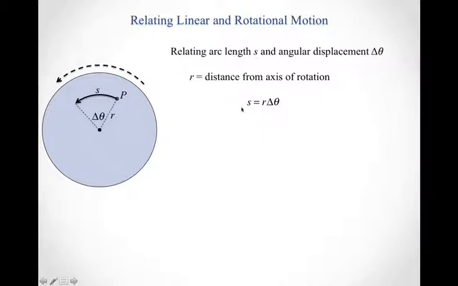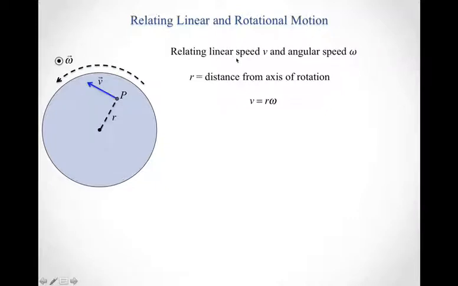Interestingly enough, S is a length. It has units of meters. r has units of meters. Delta theta has units of radians. And again, this is one of those places where, as an SI unit, radians can sort of disappear when we don't need them anymore. So we don't say that S has units of meters times radians. S just has units of meters, because effectively radians disappears as an SI unit.